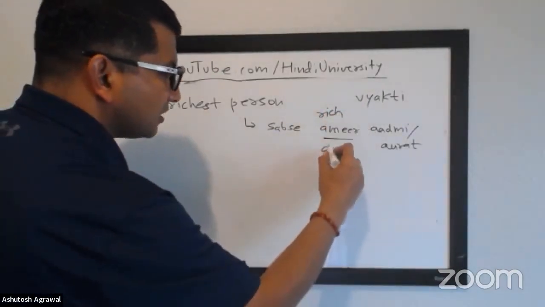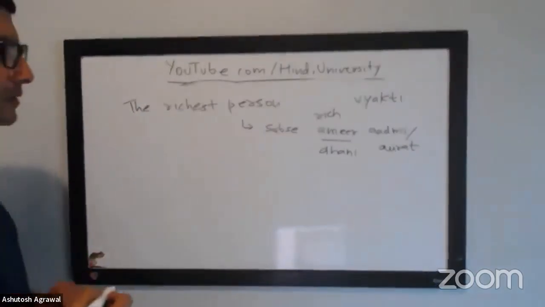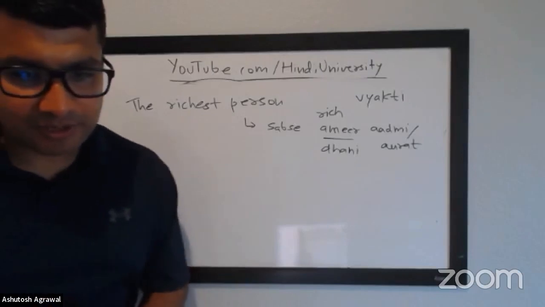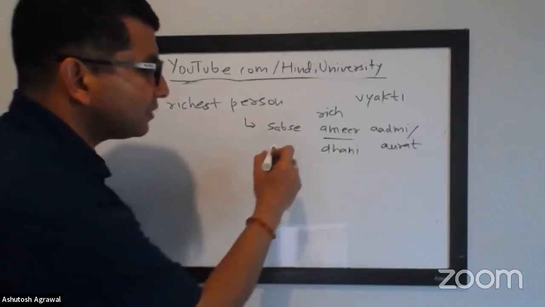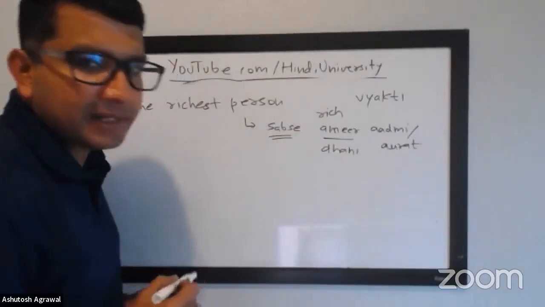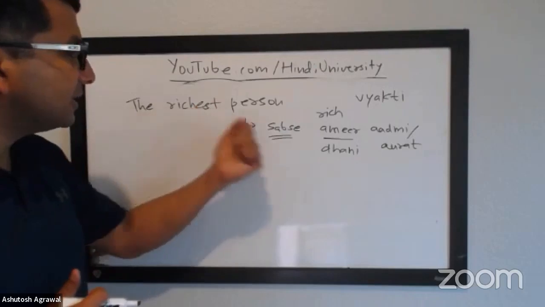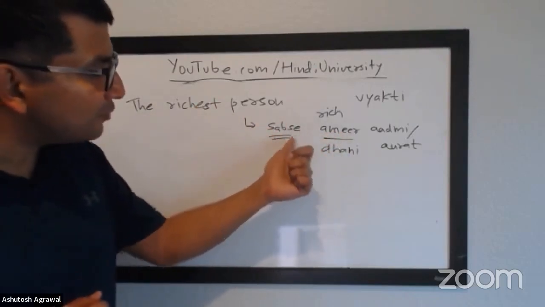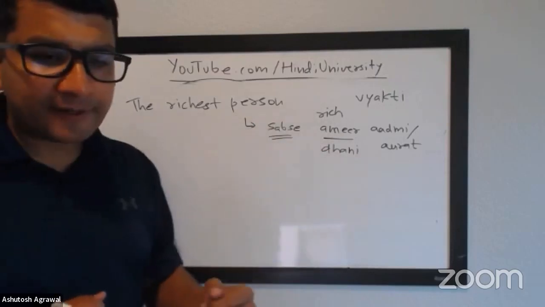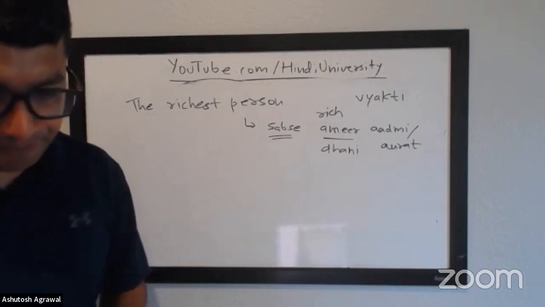You can also say धनी. Okay, dhani is also rich. सबसे धनी आदमी or औरत. Okay, but if you guys notice, what she said was sabse. Okay, in English you have the richest. In Hindi, Amir is rich, but you have to use this qualifier to compare, right? That's why sabse Amir Admi.